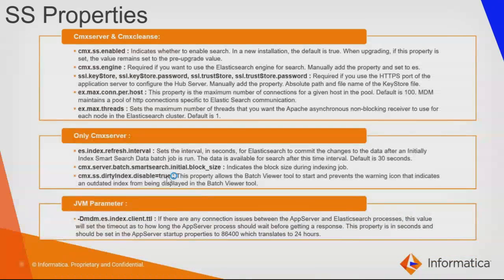The last one is on the JVM side. If we need to add a JVM argument, it is hyphen D mdm.es.index client ETL time to live. This specifies the connection between the app server and the Elasticsearch processes. The default value we recommend is 86400, which is equivalent to 24 hours. This is specifically needed because you might see, when you execute an initial indexing job, some errors such as connection closed. For those scenarios the property is needed.